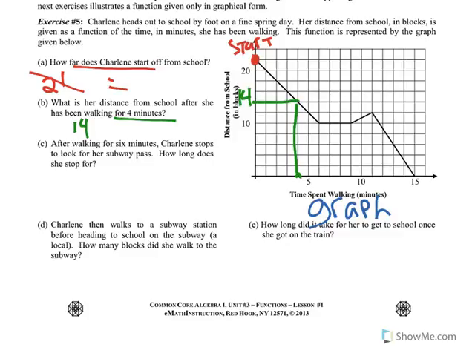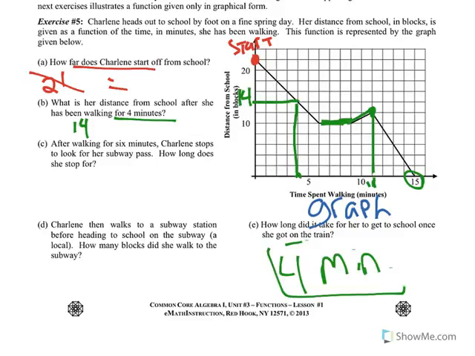Where did she get on the train? Got to read the question correctly. Once she got on the train, well, it says she was waiting right here, looking for a subway pass, and then she walks to the train station, and then here she goes, she gets on. That's at minute 11, and after minute 15 she's going to get there, so we're going to go with 4 minutes. And we'll do more practice like this. It's just an introduction. This is one way to work with a graph of a function.